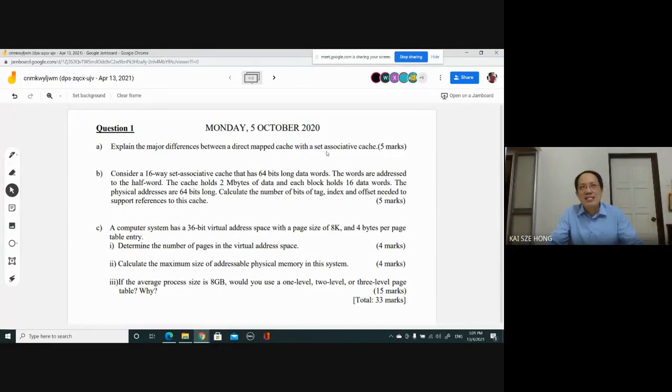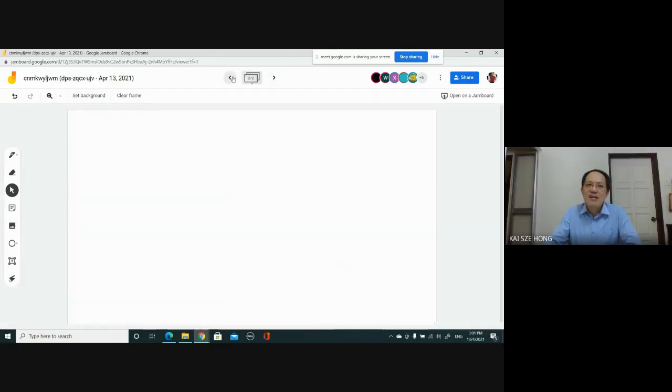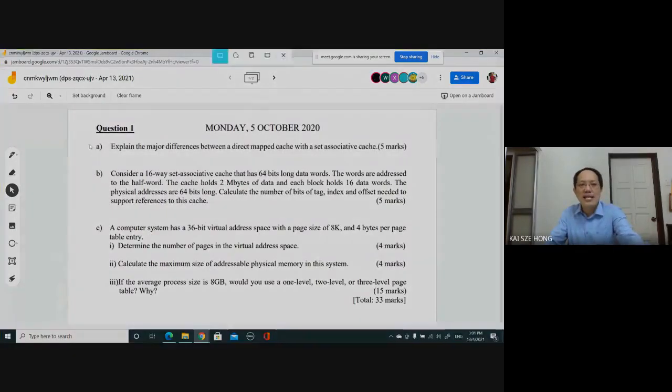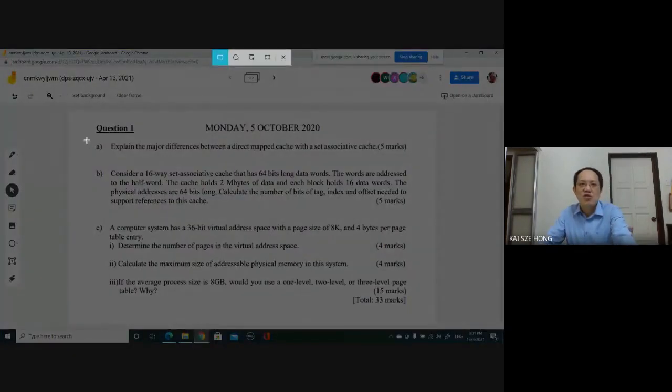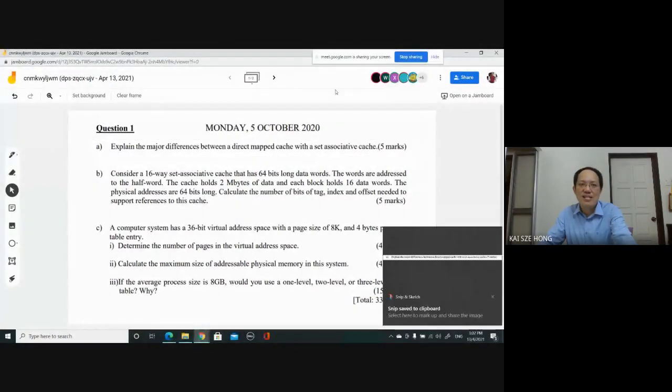When you have a set, let's say a two-way set associative cache, the cache is divided into two sets. Then there will be two spaces for one group of blocks in the memory. So you can do a direct reading of this chapter and then give me the answer. Yeah, let me copy this and then I put it into page number 2. Then you can try to answer.